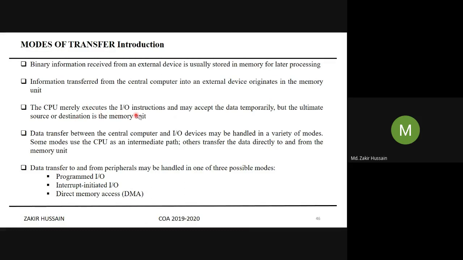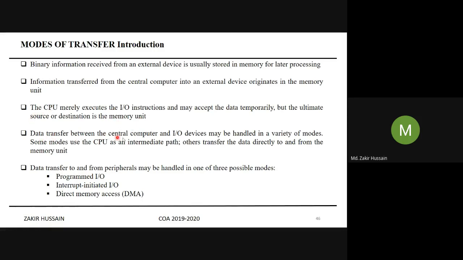The CPU merely executes I/O instructions and may accept data temporarily, but the ultimate source or destination is the memory unit. So that data inside is of no use for the CPU. CPU is not going to process 5 plus 4 all the time. CPU is not going to process print, hello world all the time. So it is stored, preserved in the memory unit. Whenever required, the CPU simply helps us send that data to some I/O device, such as if I'm plugging in my pen drive. So it simply has to execute an I/O instruction. That's it. It is not going to do anything with that data.